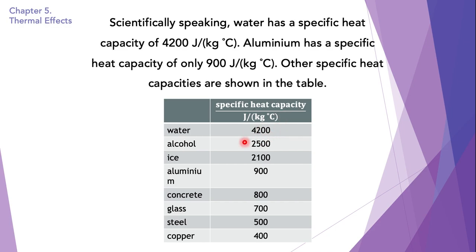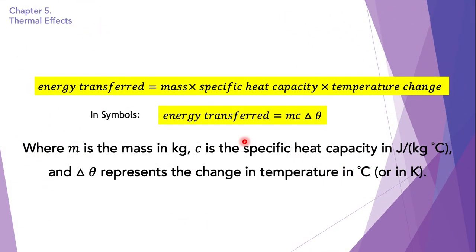So the energy that must be transferred to an object to increase its temperature can be calculated using this equation. In this equation, we have energy transferred equal to mass multiplied by specific heat capacity multiplied by temperature change. In symbols, we write it as energy transferred is equal to mcΔT.